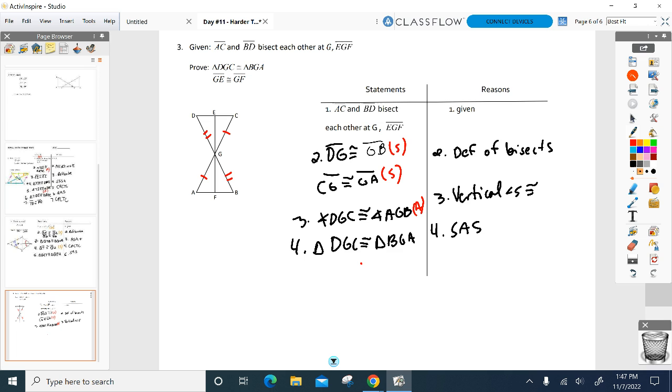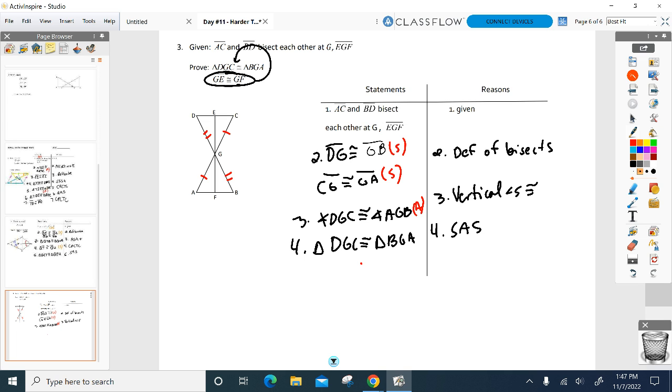This is how I know if you know what CPCTC really means. Can I just go step 5? These two are congruent, CPCTC. No, that's not how CPCTC works, because these two are not sides in those two. That's the only way I could use CPCTC, and they're not. So we're still going to have to get GE and GF congruent by proving what?